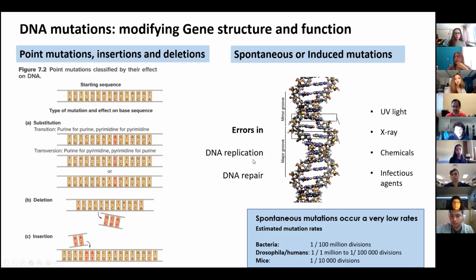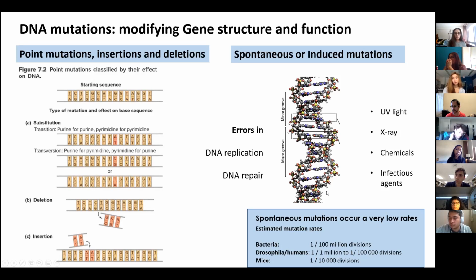So the spontaneous mutations occur at very low rates in different organisms. Here's an example of a few organisms, with the estimated mutation rates. In bacteria, it's one mutation every 100 million divisions. But in mice, the estimation is one mutation every 10,000 divisions. And in Drosophila and human, it goes from 1 in a million to 1 in 100,000 divisions. So it means that every 100,000 divisions, there is a probability that one mutation will be established.